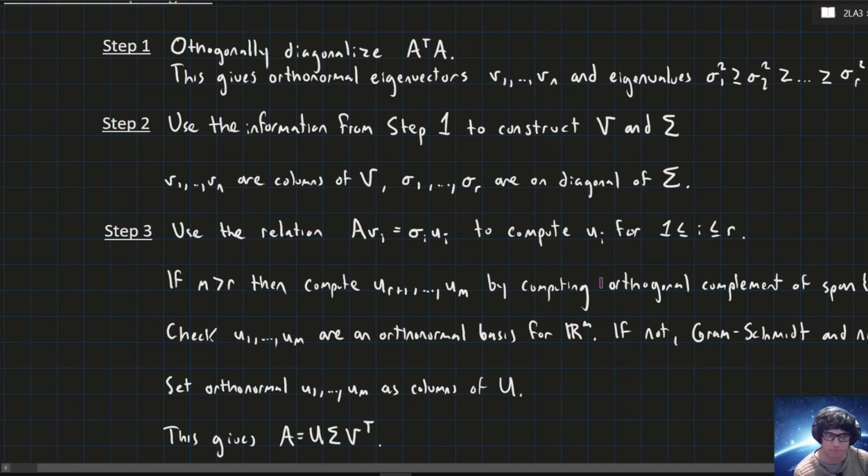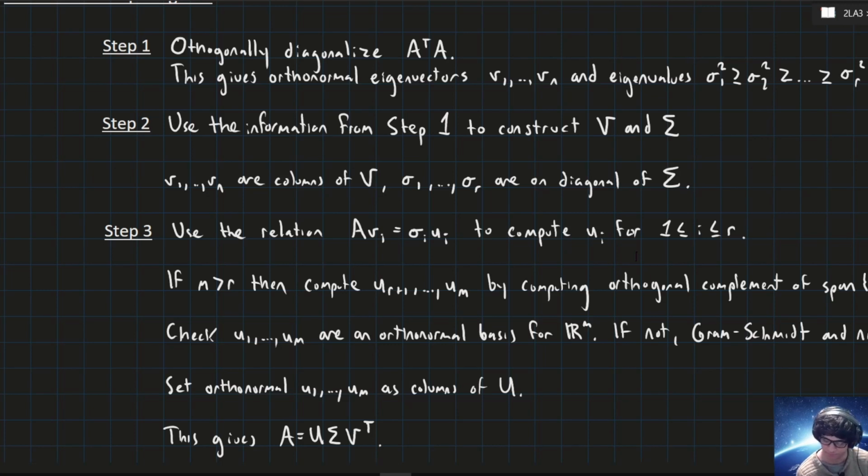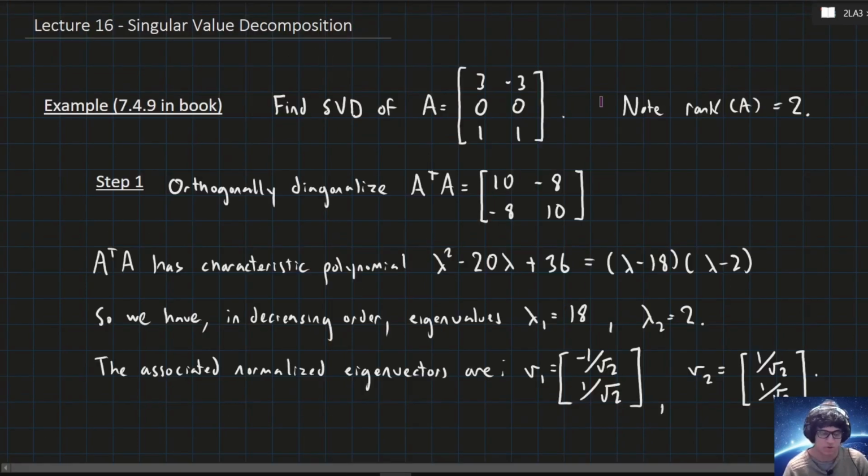Okay, so this is our most complicated construction so far, and as usual, it'll be a bit clearer once we do an example. Here's an example of computing the singular value decomposition of a matrix. This is question 7.49 in the book. I want to find the SVD of this matrix. Just by inspection, we can tell it's a rank 2 matrix because of the 2 column vectors, one is not a multiple of the other.